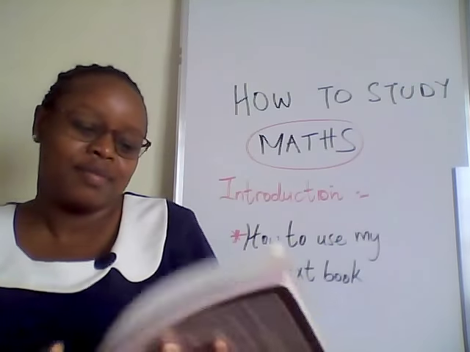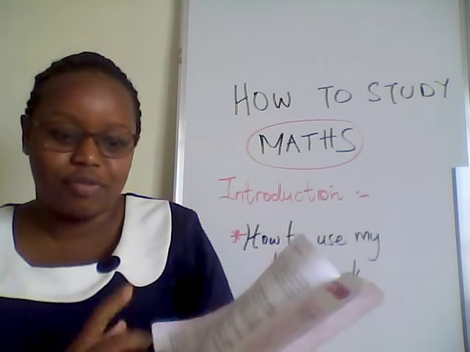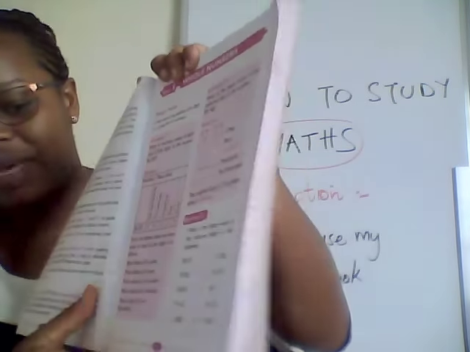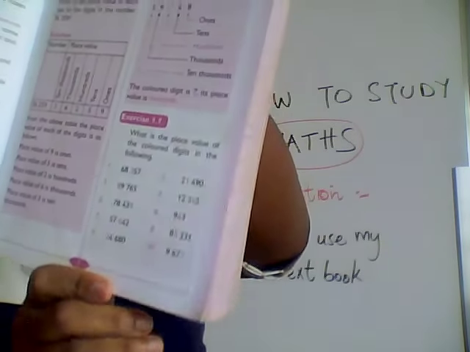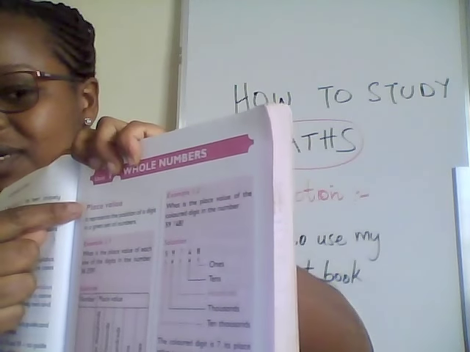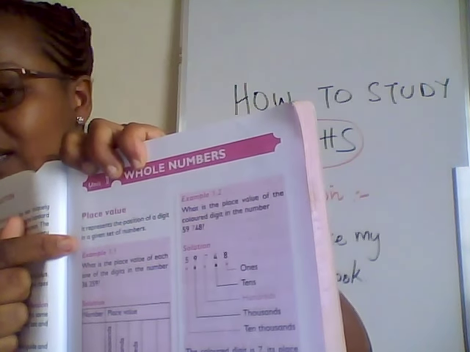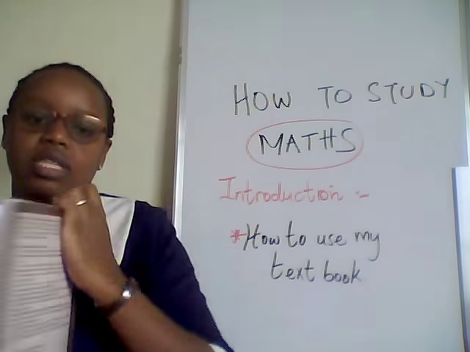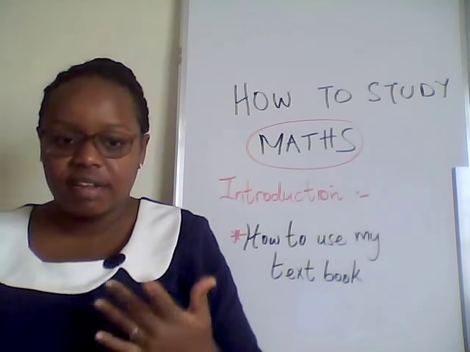Book 4, page number 1. Where we saw place value actually represents the position of a digit in a given set of numbers, you see. So there is always another chance to relearn maths again at whichever level it is.